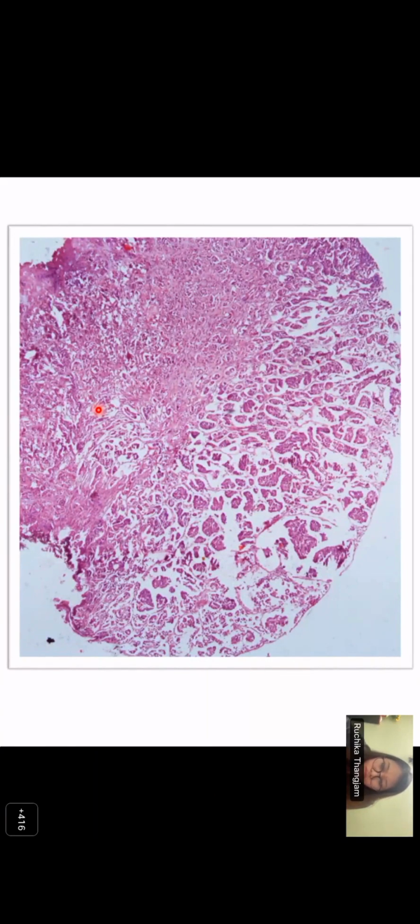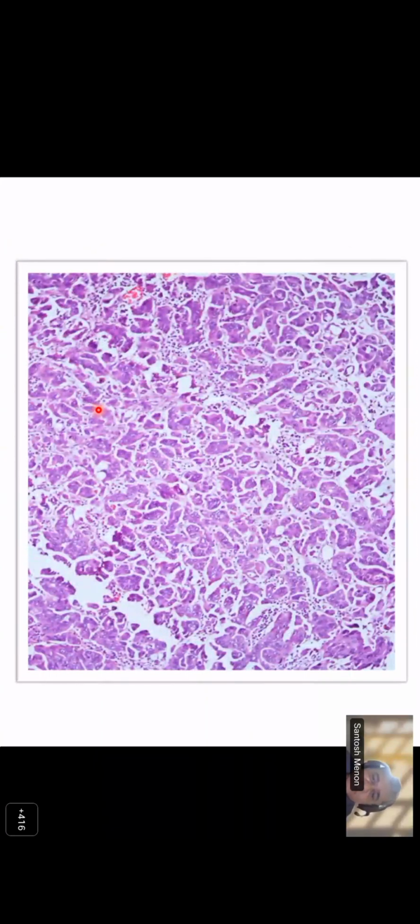Okay. We'll go to higher power. So this is how it looked. Yes, sir. So you have this floating kind of papillae, you want to say, with no fibrovascular cores.